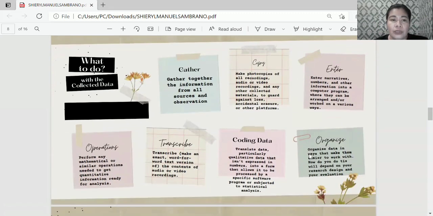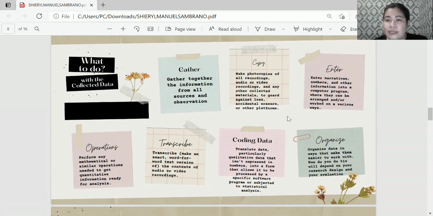What to do with the collected data? Number one is gather. Gather together the information from all sources and observation. Next is copy. Make photocopies of all recordings, audio or video recordings, and any other collected materials to guard against loss, accidental erasure, or other problems.